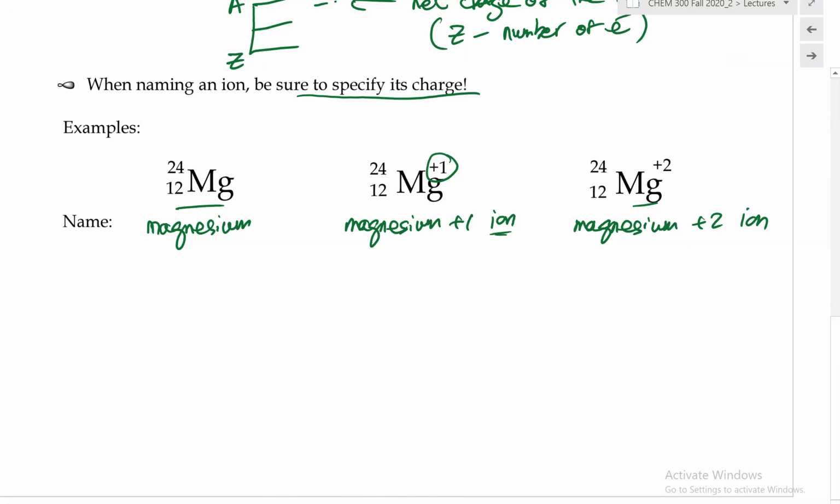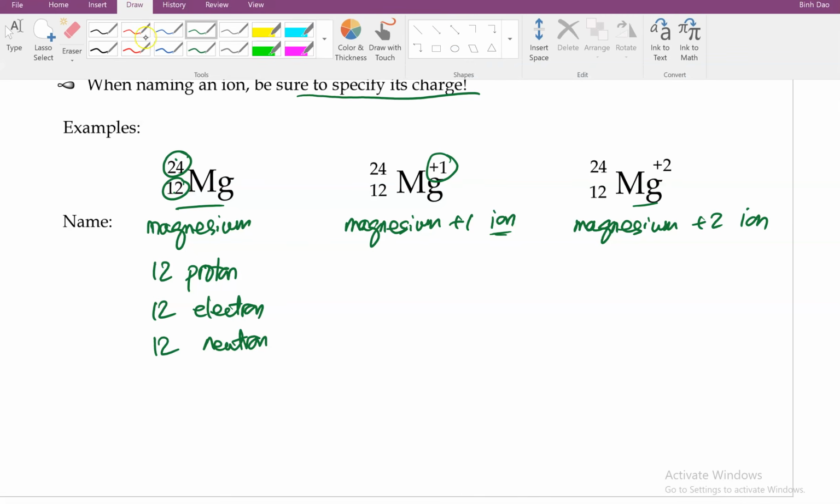And now let's count the number of subatomic particles that each of these ions would have. So starting from the neutral magnesium, it has 12 protons. And because this is neutral, that means it must have 12 electrons. And because the atomic mass here is equal to 24, 24 minus 12 gives us 12 neutrons. So that would be the number of subatomic particles that magnesium would have.